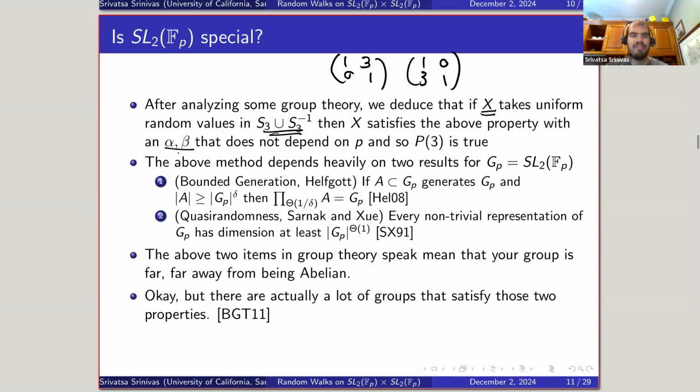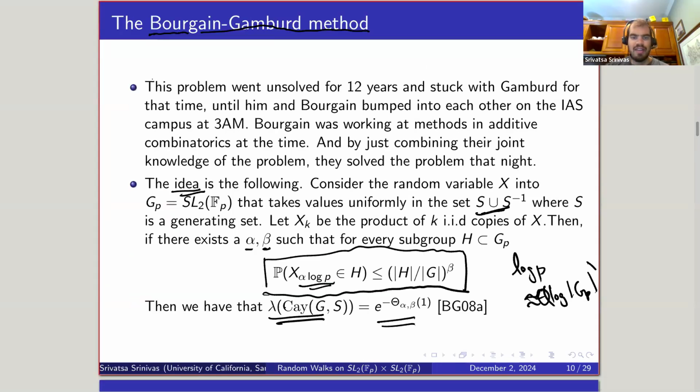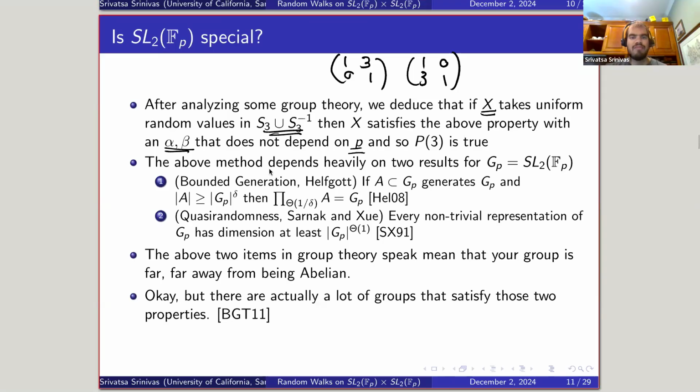With some fixed alpha and beta, and the alpha and beta do not depend on P. Therefore, this generating set over here actually has a Cayley graph with a spectral gap. Okay, so that's the crux of the Bourgain-Gamburd method: combinatorial properties can be reversed to tell you things about spectral properties. Okay, so the above method depends heavily on two results.